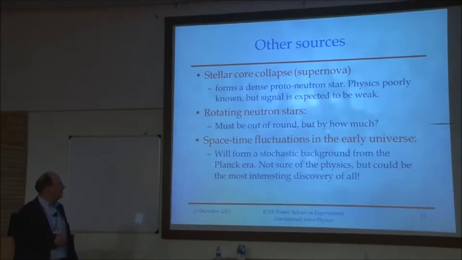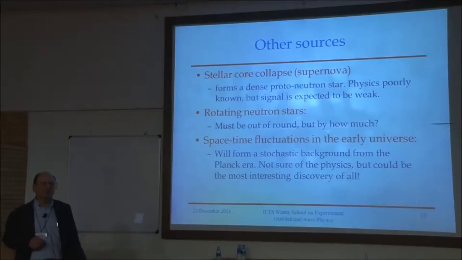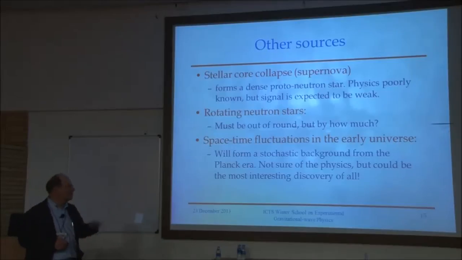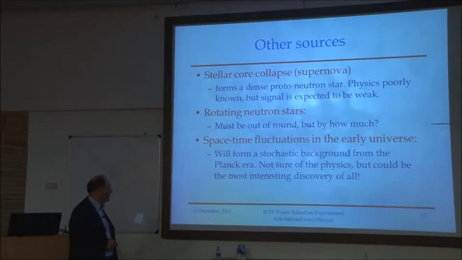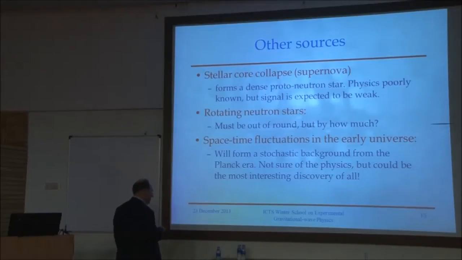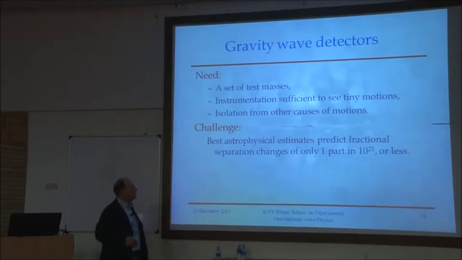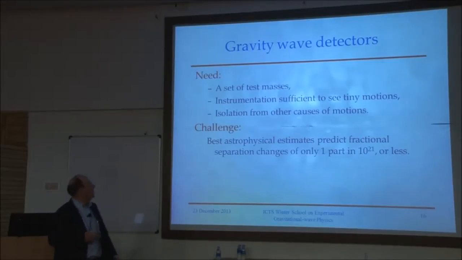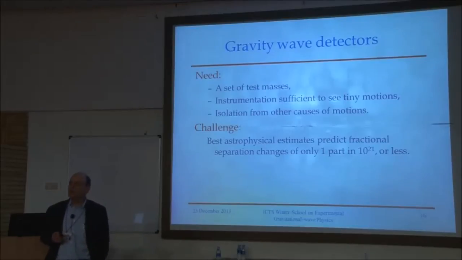The physics is not well known, or the part of that physics that is well known gives somewhat discouraging estimates of the amplitude, at least at the advanced LIGO level, but people are trying to see how to push farther, because if we could see this, that would be the most amazing prize of all from gravity waves. How am I doing on time? Looks good. Okay. So that's my material on sources.